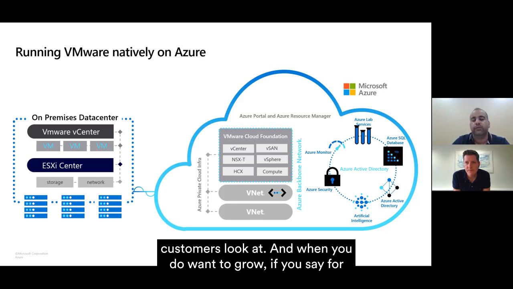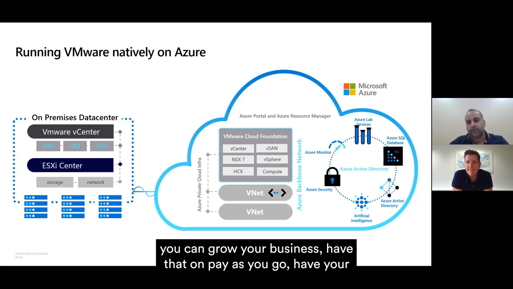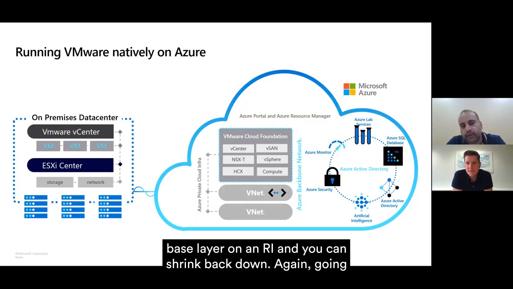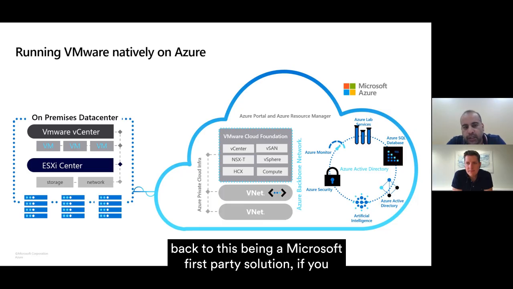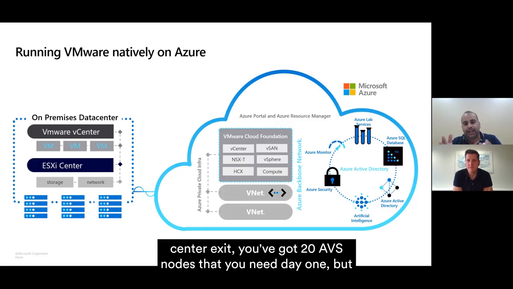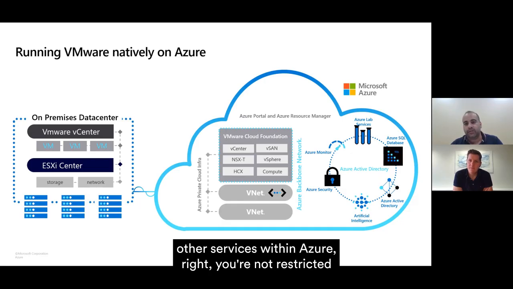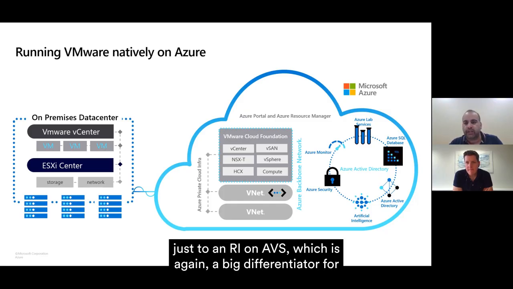And when you do want to grow, if you say, for example, have a busy month, if you're a retailer or whatever, you can grow your business, have that on pay as you go, have your base layer on an RI, and you can shrink back down. Again, going back to this being a Microsoft first-party solution, if you take an RI with us and say, for example, you've got a data center exit, you've got 20 AVS nodes that you need day one, but then you start to modernize, you can exchange those RIs for other services within Azure, right? You're not restricted just to an RI on AVS, which is, again, a big differentiator for us.